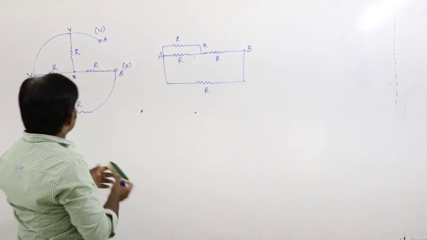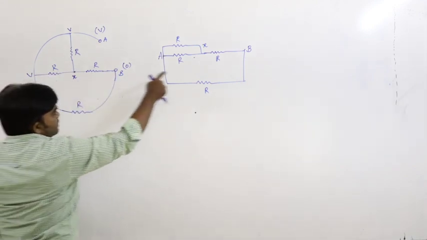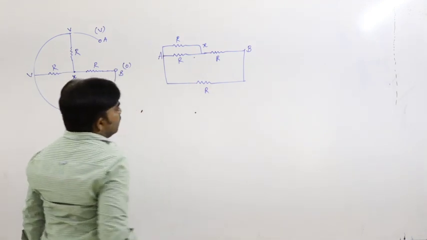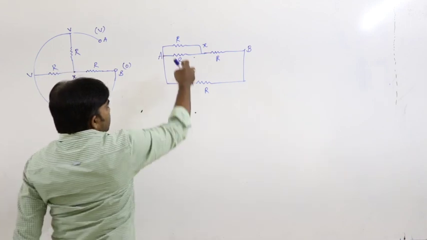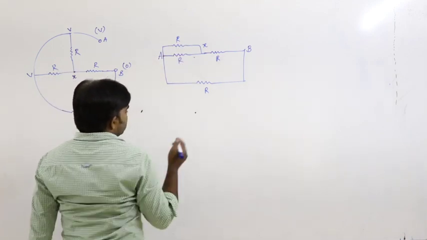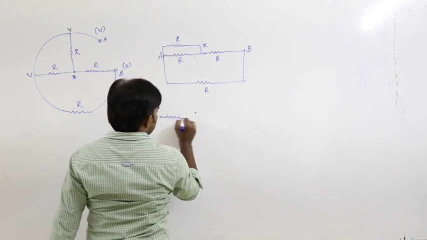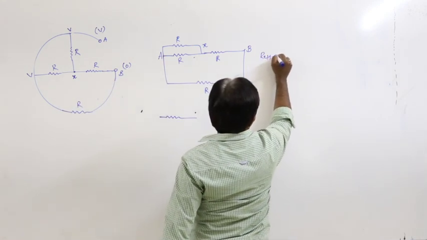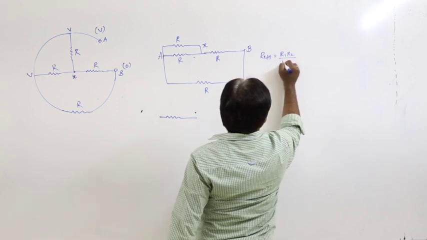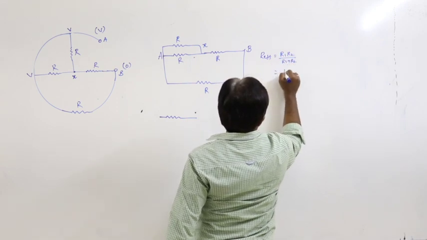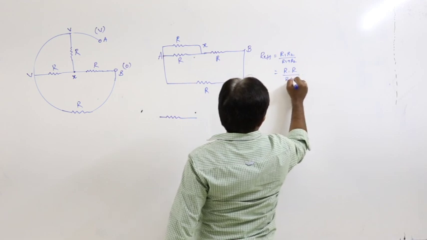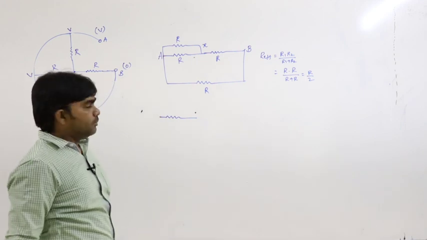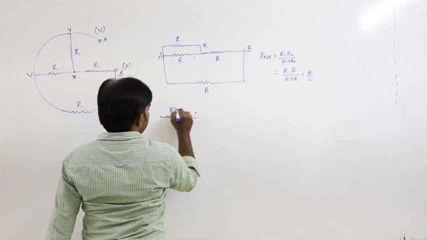Next, between X and B, the resistance is R. Between these 2 points, the resistance is R. Now simplify this circuit. Here R and R are in parallel. If R and R are in parallel, effective resistance, general formula, R1 R2 by R1 plus R2. So R into R divided by R plus R. So that is R by 2.